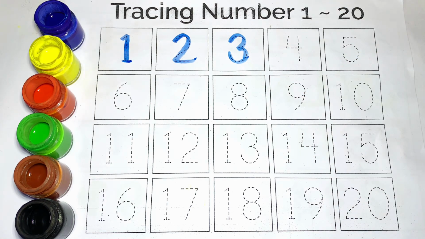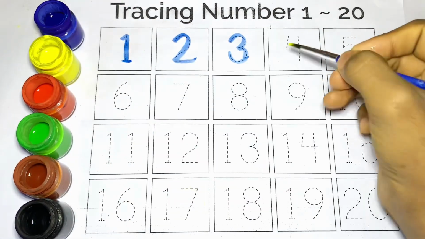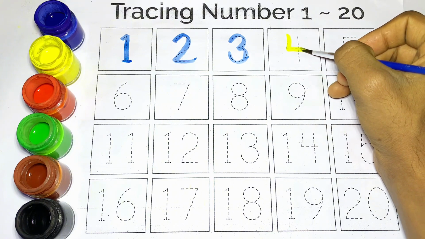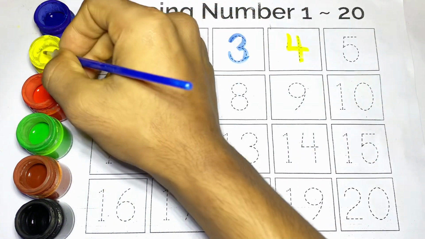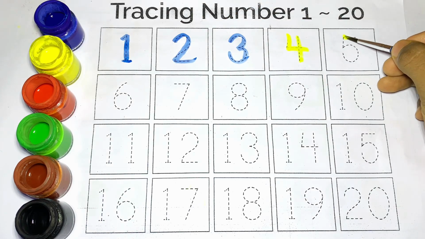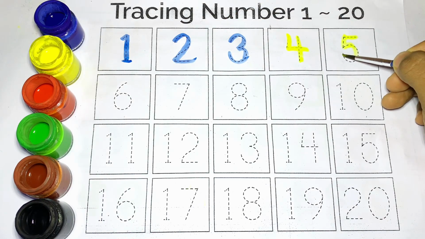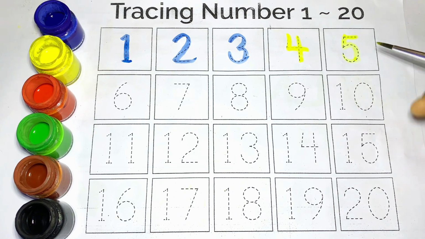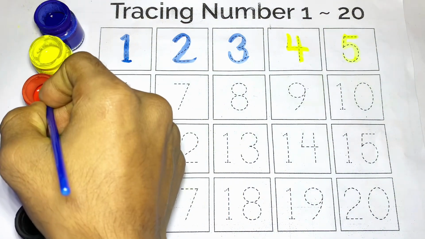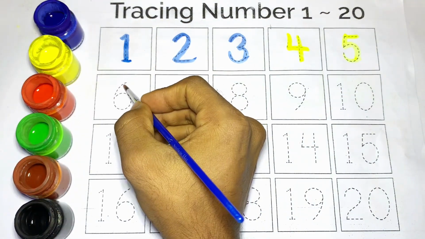Kids, now draw 4. The numbers of 4. And use yellow color. Kids, again use yellow color and draw 5. The numbers of 5. Kids, now draw 6. The numbers of 6. And use red color.